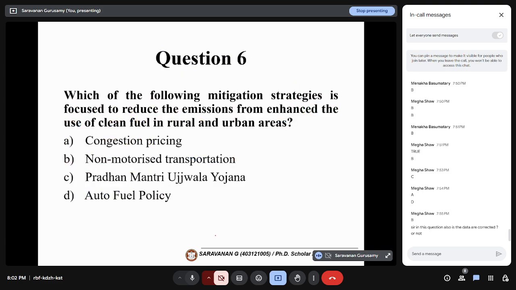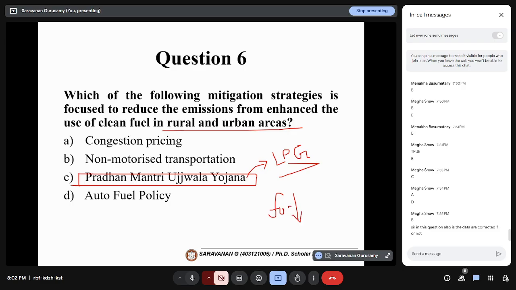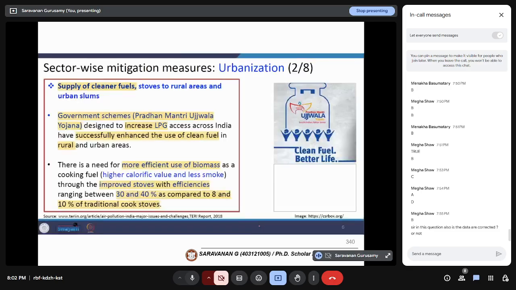Which of the following mitigation strategies focuses on reducing emissions by enhancing the use of clean fuel in rural and urban regions? One of the major schemes introduced in India is the Pradhan Mantri Ujjwala Yojana, which improves LPG usage in all rural and urban areas, so that fossil fuel burning is reduced and air pollution is also reduced. It is a cleaner fuel.